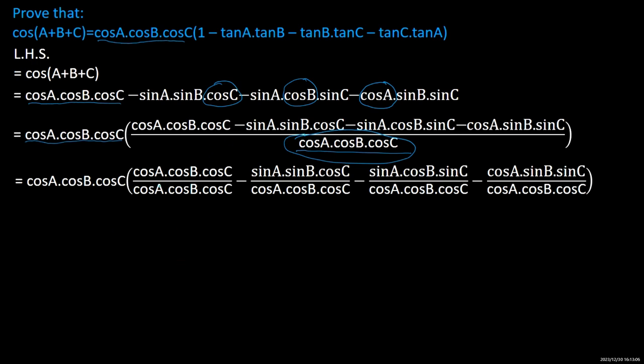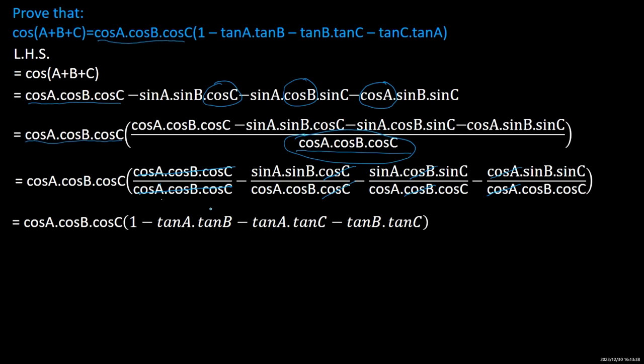Then here cos A cos B cos C over cos A cos B cos C all cancel. Here cos C and cos C cancel. Here cos B and cos B cancel. And here cos A and cos A cancel. Then whatever we get is our RHS. It's so simple.